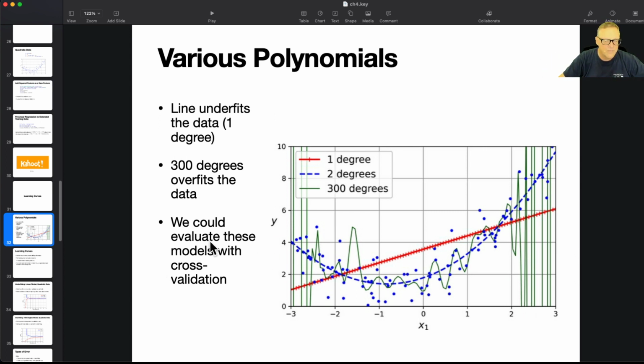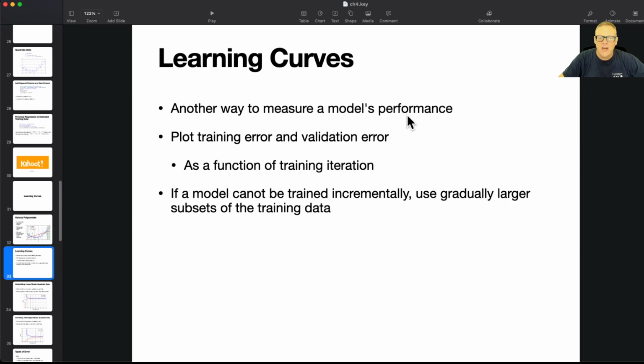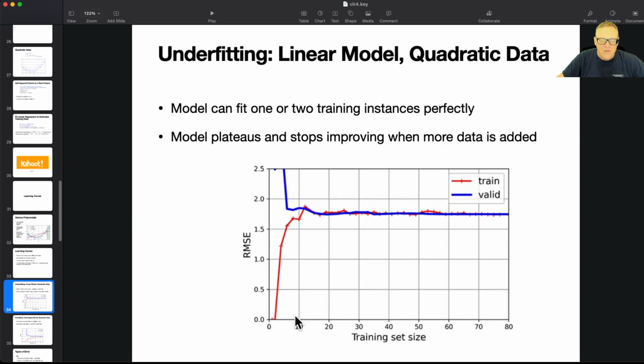Anyway, all right, so you could try to evaluate these with cross-validation like we did before, training them on part of the set and testing them on another, but there's another way, which is a learning curve. You plot the training error and the validation error as a function of iteration, and then you watch to see how they change. Now, if you cannot train it incrementally, then you just use gradually larger subsets of the training data to get a measure of how getting more data will improve it, and then you have training set size here.